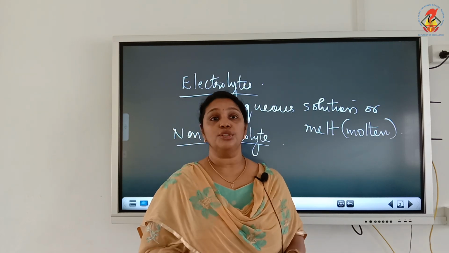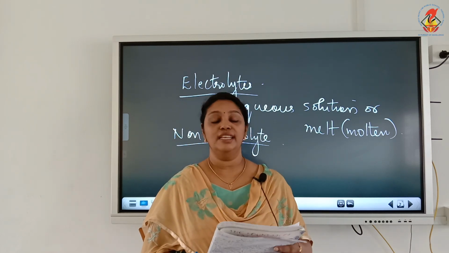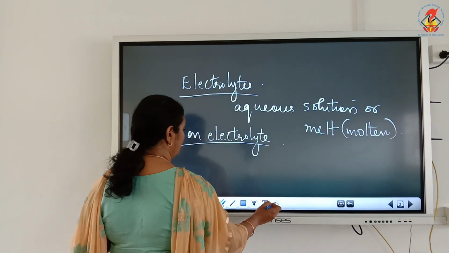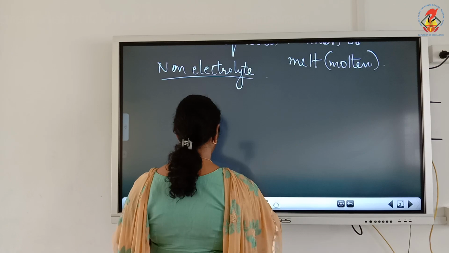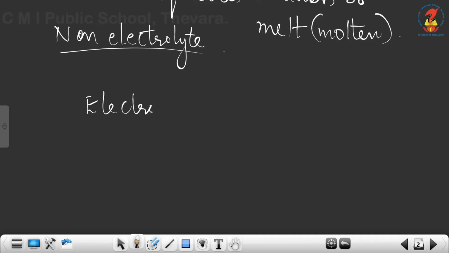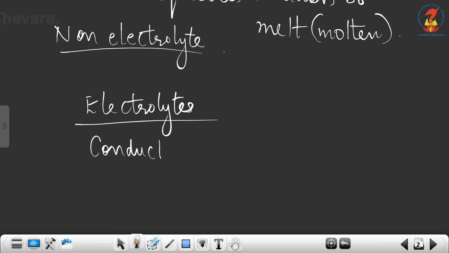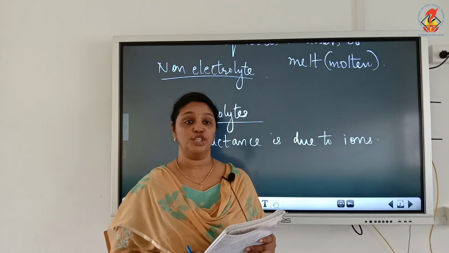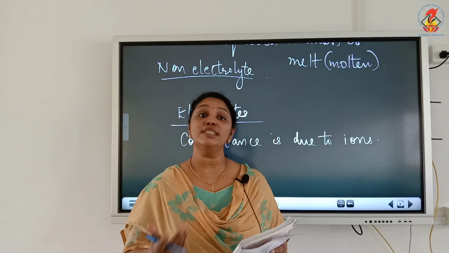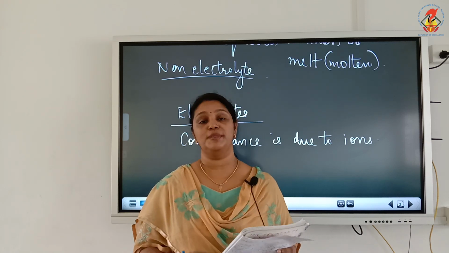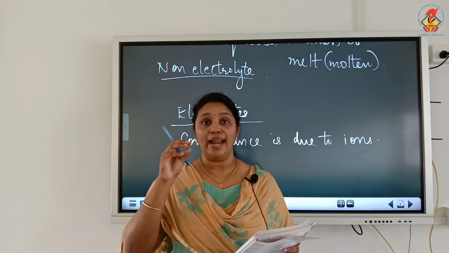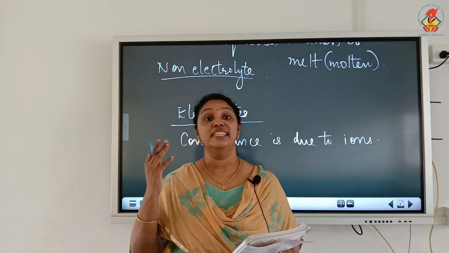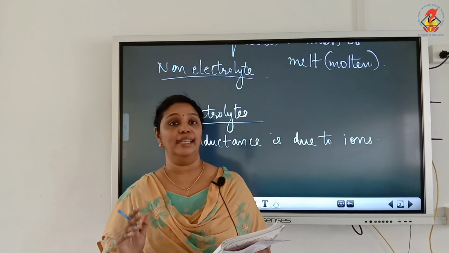Now, in electrolytes, the conductance is due to the presence of ions. They conduct electricity with the help of ions. So, ions are responsible for the conduction of electricity. And these ions are produced by the dissociation of the substance. That means when you add an electrolyte to water, it dissociates into ions and these ions conduct electricity.